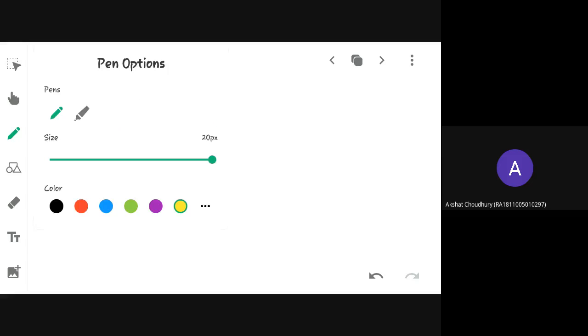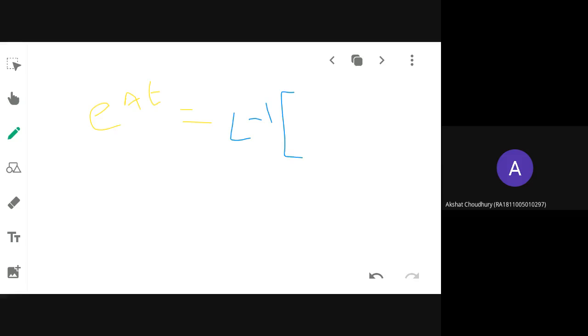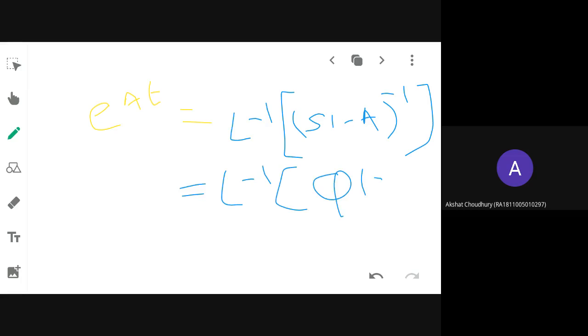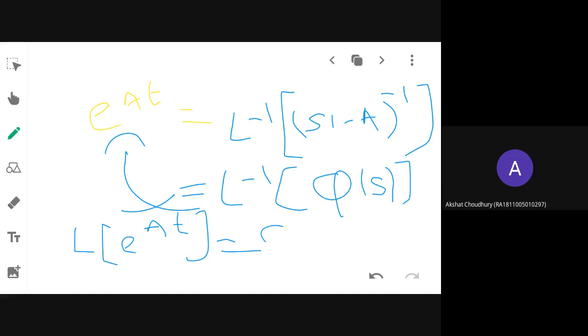You know how to solve e power At by Laplace transform. So what is the method? What is the formula just now? L inverse of (sI minus A) inverse. We have discussed two problems now. This can also be written as phi of s. Now interchange the Laplace transform to the other side. Now it will become Laplace transform of e power At is equal to phi of s.